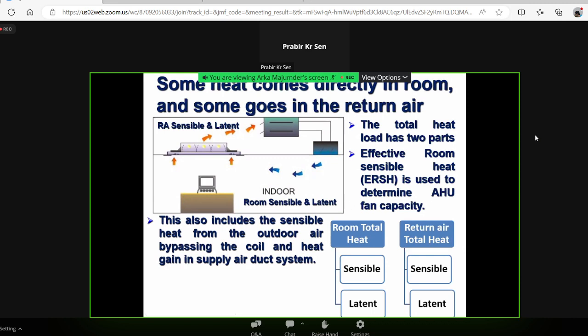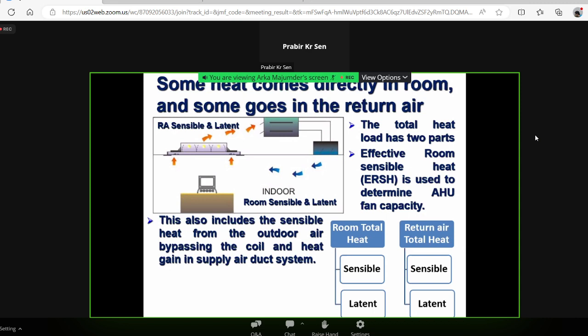And heat gain in the supply air ducting. You see, the supply air ducting coming from the AHU to the supply air grill, taking the blue air into the room. So that ducting also has got heat gain. And sometimes there is supply air duct gain, and in addition to that, there is a fan motor.